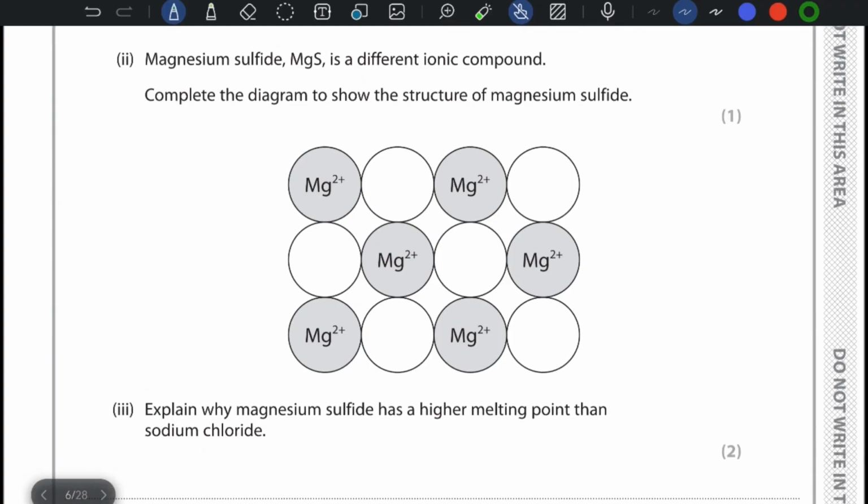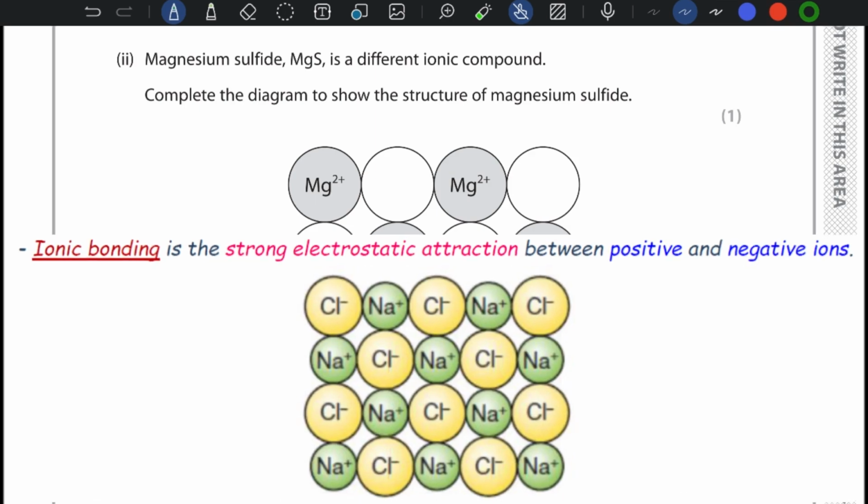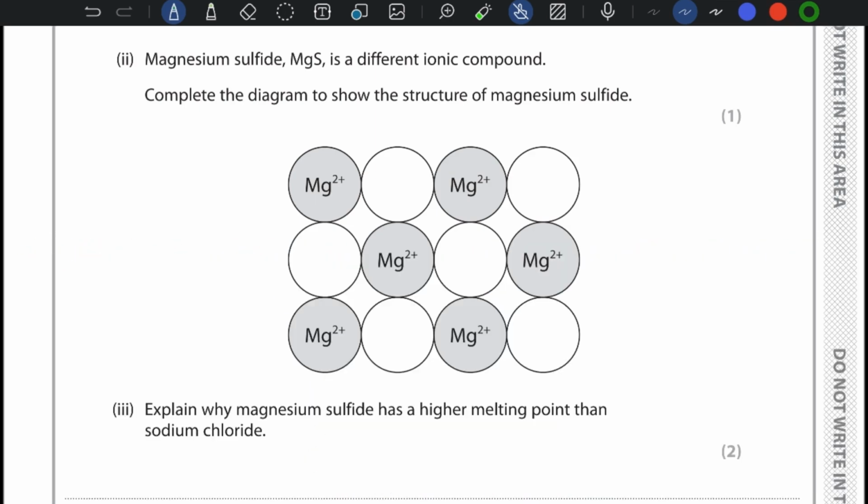Next question, magnesium sulfide, MgS, is a different ionic compound. Complete the diagram to show the structure of magnesium sulfide. Magnesium ion is positive 2, so sulfide ion must be negative 2 to cancel each other and be neutral. So we can write S 2- in the empty space, like this.